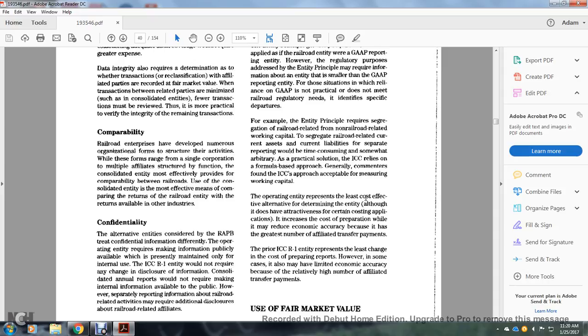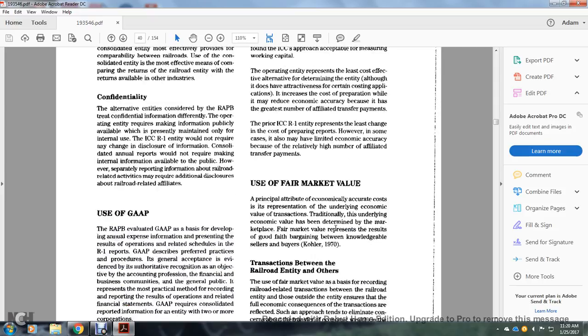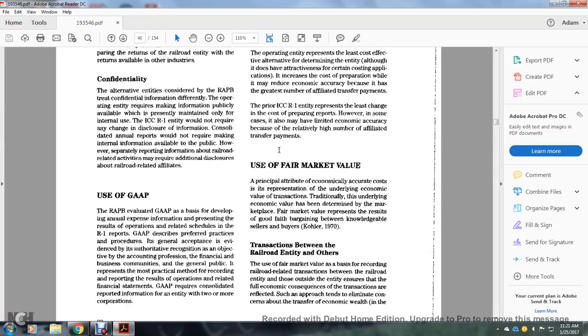The operating entity represents the least cost-effective alternative, determining the entity, though it is not effective in certain applications and increases the cost of preparation, while it may reduce economic accuracy with the greatest number of transfer payments. The prior Interstate Commerce Commission R1 entity represents the least change for the cost of preparing the reports. However, some of the cases may have limited economic accuracy because of the relatively high number of affiliated transfer payments.